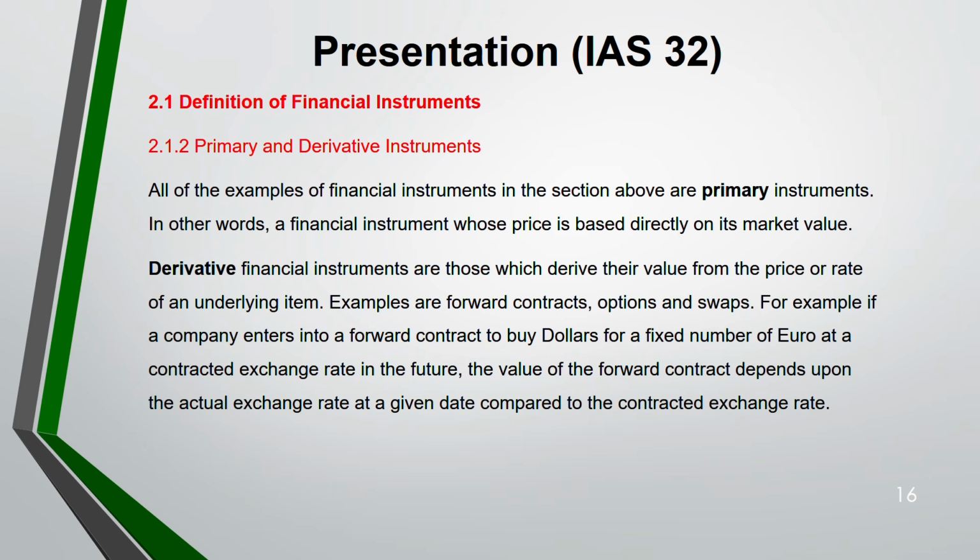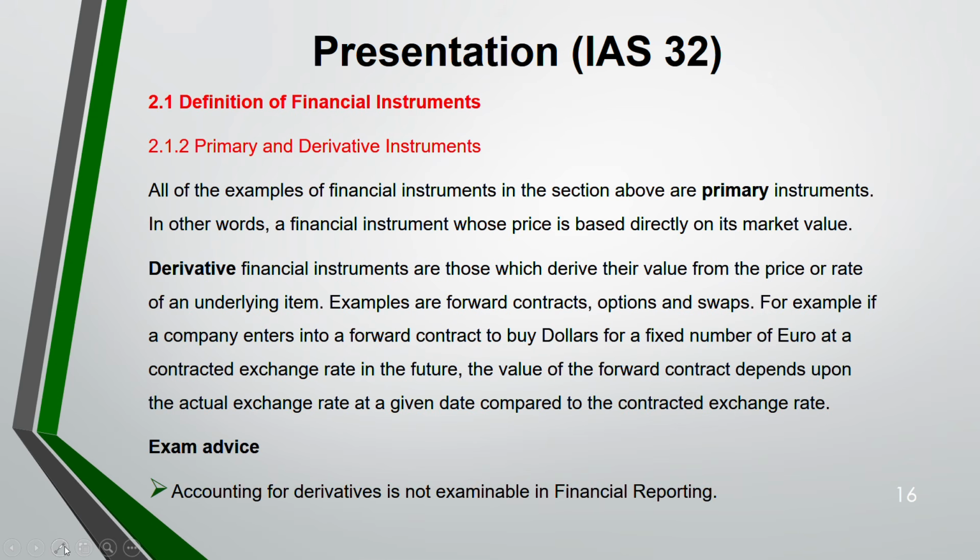For example, if a company is entering into a forward to buy dollars for a fixed number of euro in the future, the value of the forward depends on the actual exchange rate compared to the contracted exchange rate. You see? Now, accounting for derivatives, remember this will not be asked in financial reporting. So you don't have to do any calculation. So thank God for it.